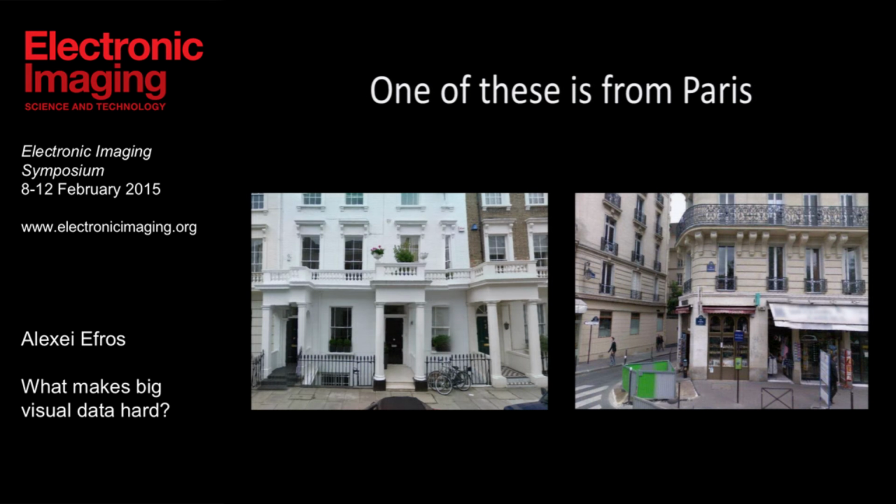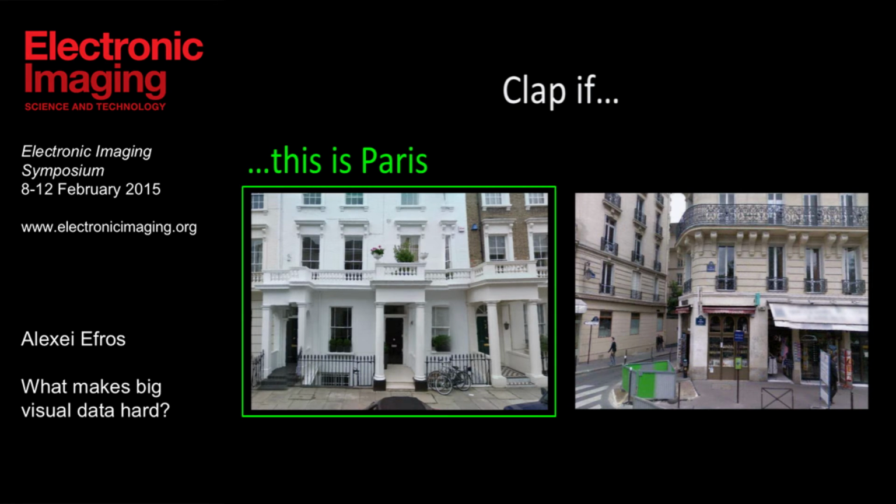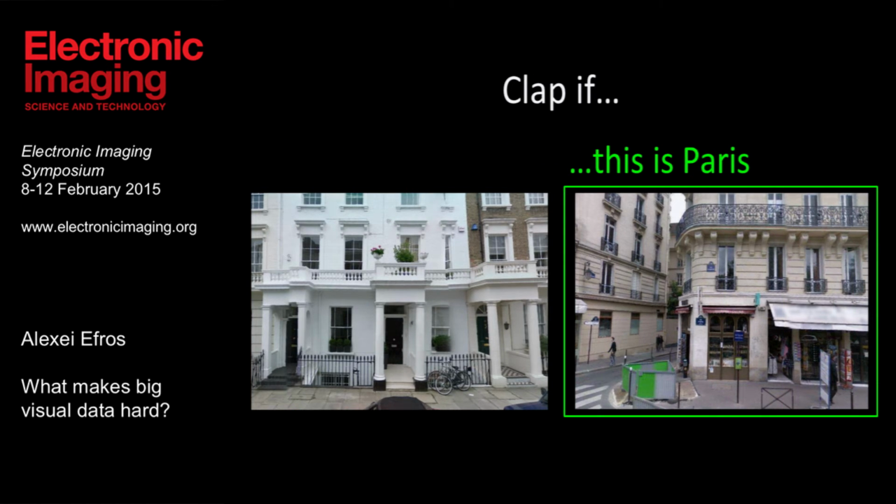People are really good at this. You guys are probably very good at this. So here is a question for you. One of these images is from Paris, France. This is actually just street view images that we cropped. Let's see if you can tell me which one. So clap if you think this is Paris. All right. Clap if you think this is Paris. Look at that, not bad. Okay, so for brownie points, where is the one on the left? London, yes, exactly. Very good.